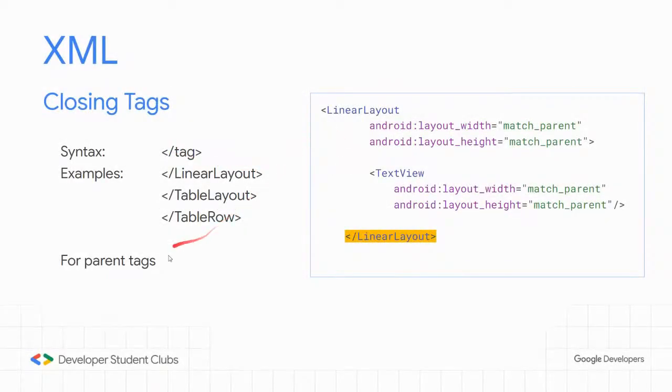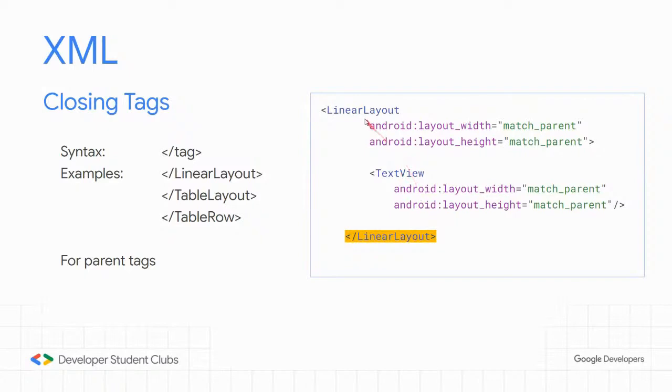So why are we saying use it for parent tags? This is an example of a linear layout. You may not be familiar with it, but a linear layout structures the views in either a vertical direction or a horizontal direction. From here to here is the opening tag. From here to here is the closing tag. Opening is less than and greater than sign. Closing is less than, slash, greater than sign. Between that, whatever you put there are the children.